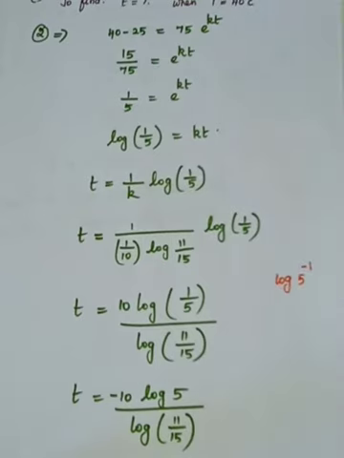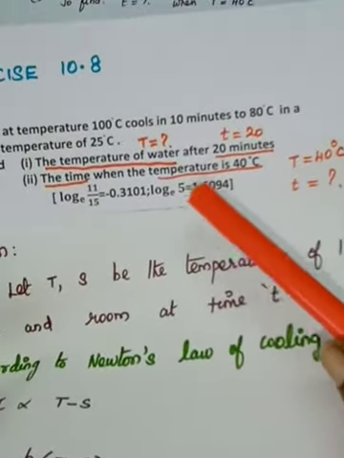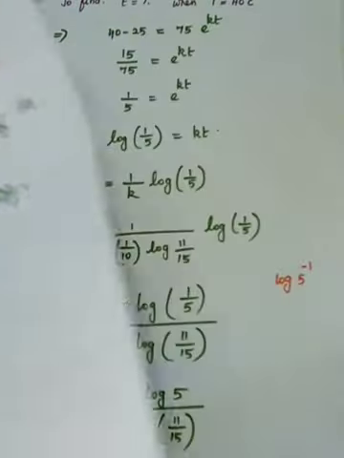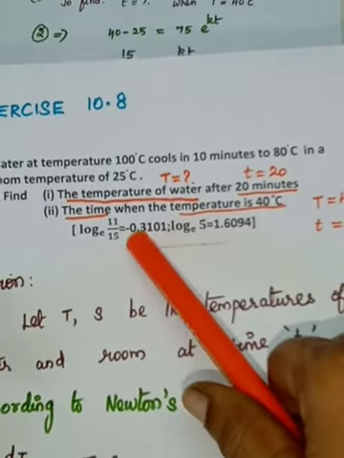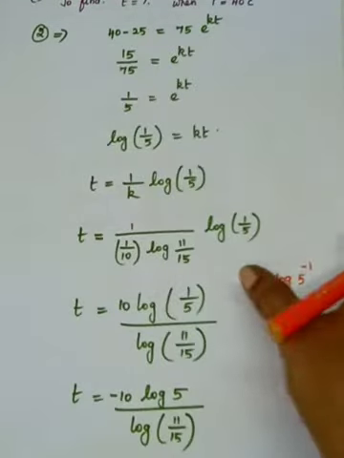So the given values have to be substituted. For log 5, the answer given is 1.6094, and log 11 by 15 is minus 0.3101.